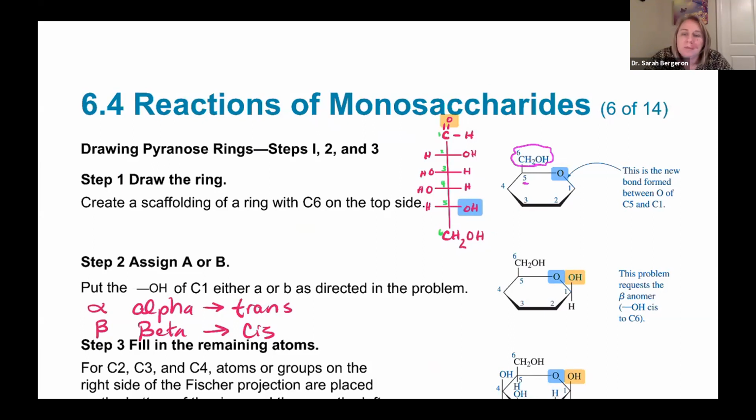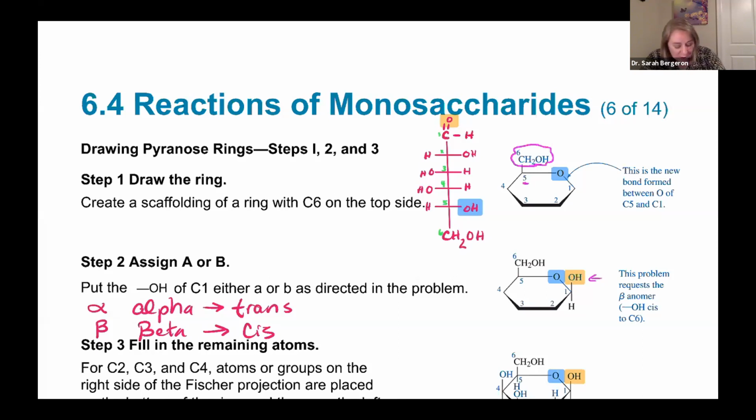All right, so then when you're doing it, you have to read the problem. Is it telling you to make an alpha? Is it telling you to make a beta? Depending on which one it is determines where you're going to place the hydroxyl group that was on the carbonyl, excuse me. That was on the carbonyl. And so if you're told it's alpha, you put them in a trans orientation. If they tell you it's beta, you put it in a cis configuration.